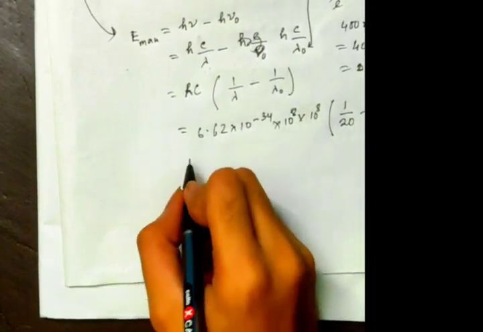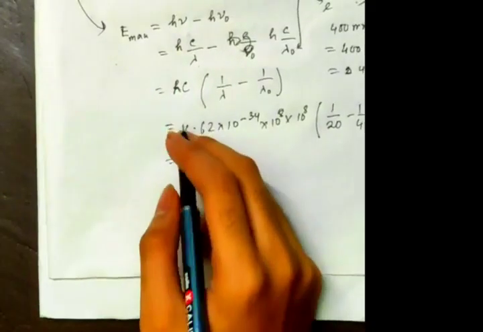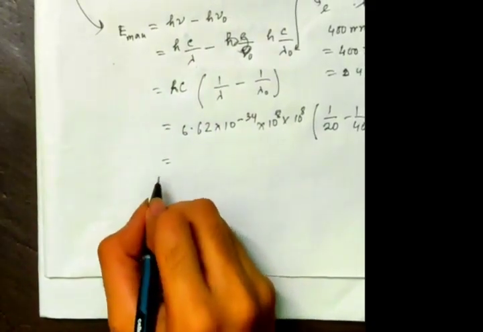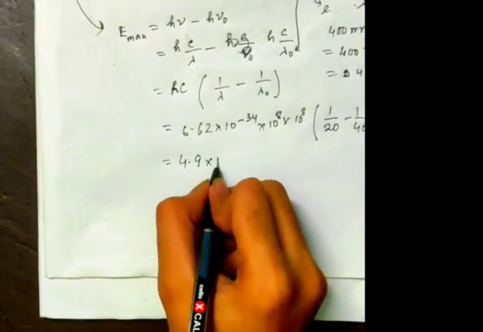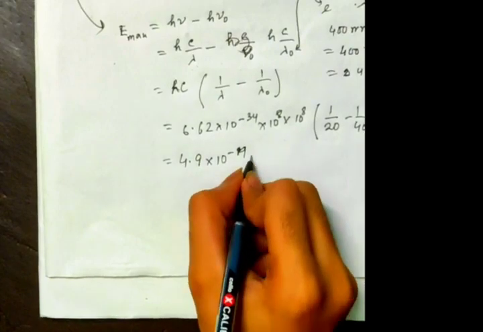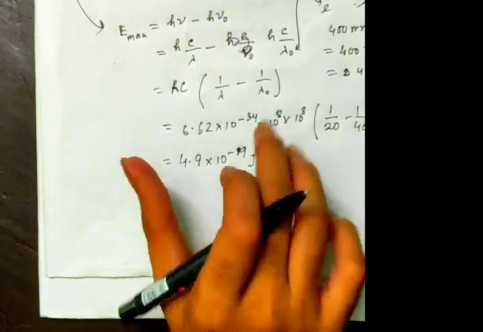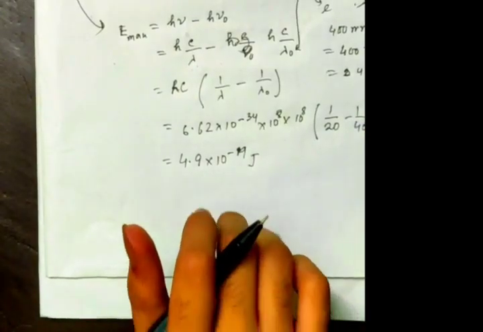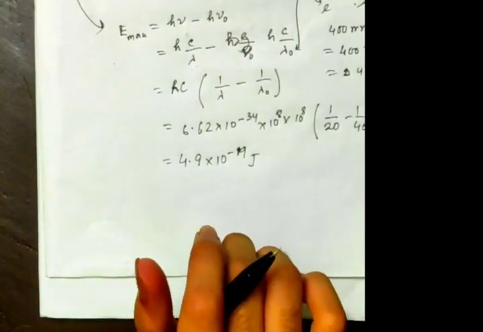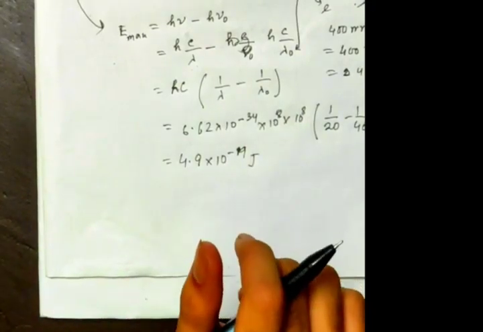So this gives the result 3 into 10 to the power 8, and this gives the result 4.9 into 10 to the power minus 19 joule. Okay, so this is how you should complete the problems, that means you solve the problems that are given in the exams or anywhere. You can use this.